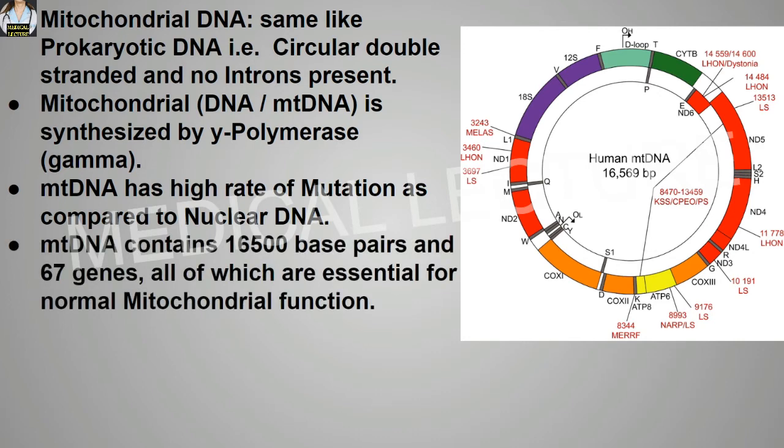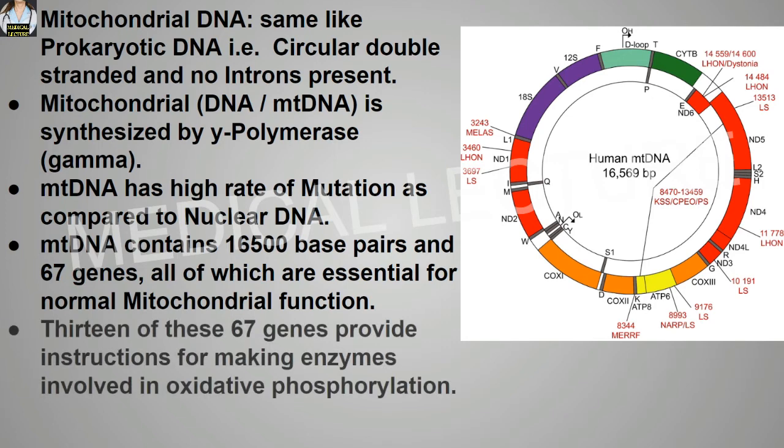Mitochondrial DNA contains around 16,500 base pairs and around 67 genes, all of which are essential for normal mitochondrial function. 13 of the total 67 genes, meaning out of 67, 13 genes provide instructions for making the enzymes involved in oxidative phosphorylation.